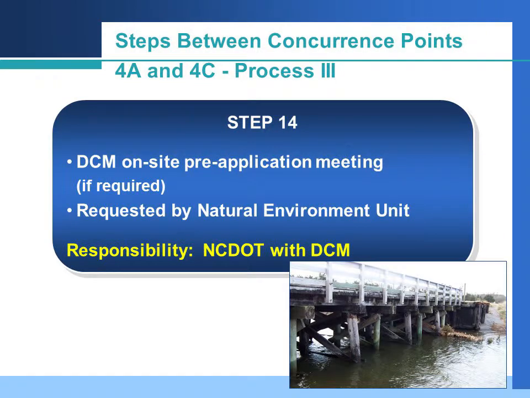Step 14 involves a Division of Coastal Management on-site pre-application meeting if one is required for the project. For projects within the 20 CAMA, or Coastal Area Management Act, counties that require a CAMA major permit, NCDOT staff will request an on-site pre-application meeting with the appropriate North Carolina Division of Coastal Management field representative. The purpose of this meeting is to review the plans and/or permit drawings and information that will be submitted with the CAMA permit application. This will ensure that when the CAMA major permit application is formally submitted, it contains all of the information necessary for processing.